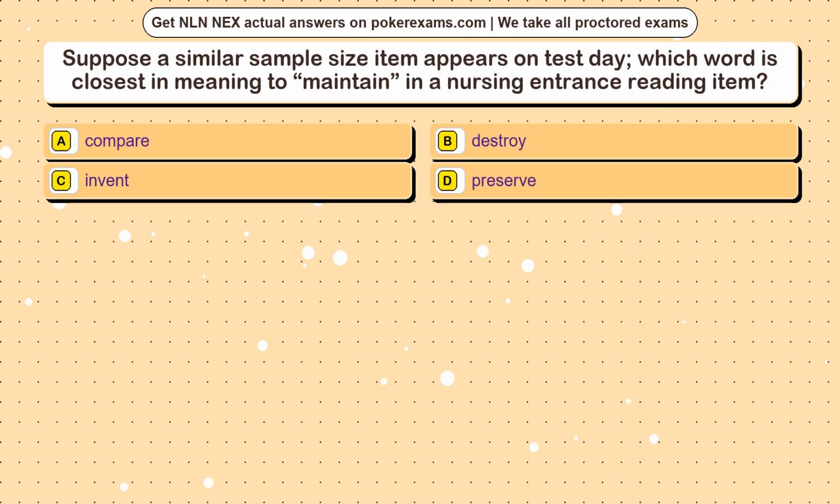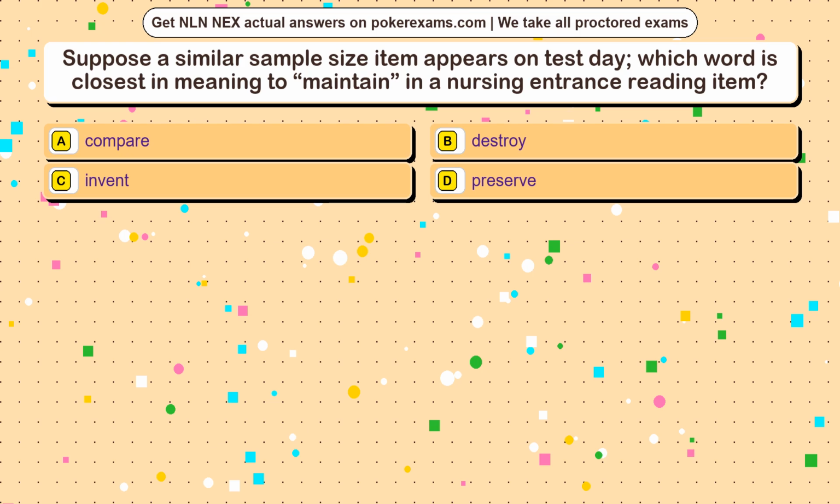Question 7. Suppose a similar sample size item appears on test day. Which word is closest in meaning to maintain in a nursing entrance reading item? Option A, compare. Option B, destroy. Option C, invent. Option D, preserve.